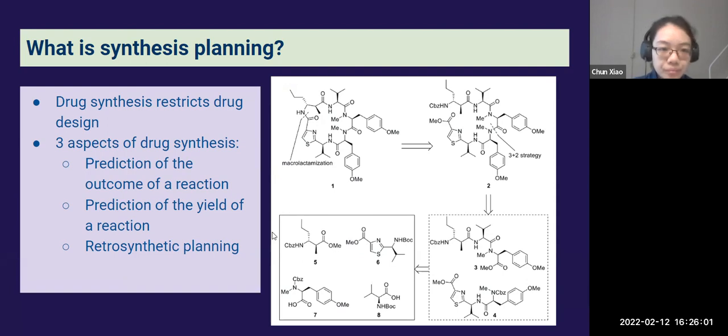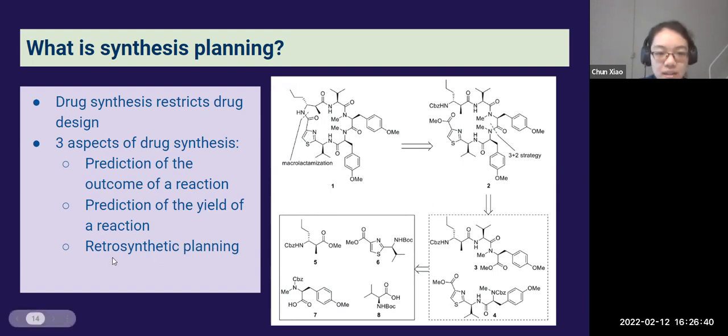There are three aspects of drug synthesis that a machine learning algorithm can help with. First of all, there's the prediction of the outcome of a reaction. For example, it can predict that if you react this molecule with some other molecule in certain conditions, it will produce this. Secondly, the prediction of the yield of a reaction, which is basically predicting how much you can make. This is important because of the cost of making a drug. If you need a lot of reactants that are very expensive, then it is less feasible.